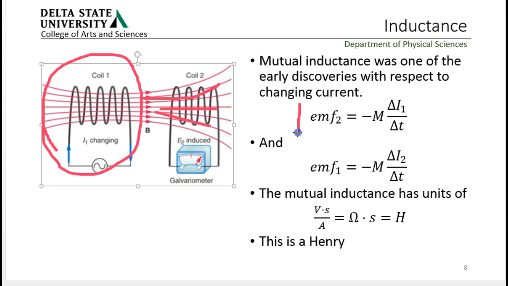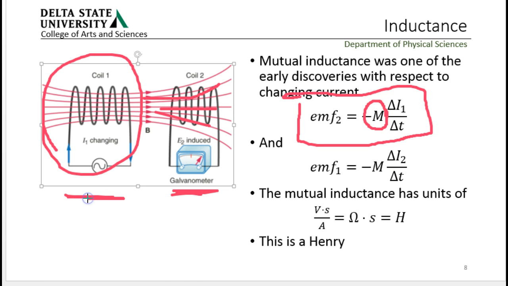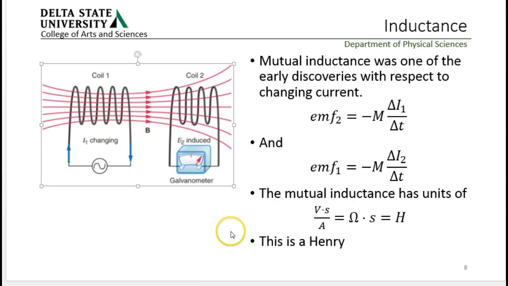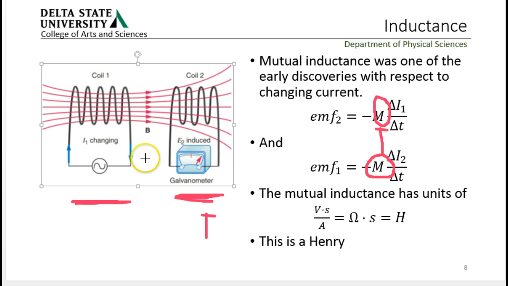Well, the relationship they discovered was that EMF is minus a constant, which they called mutual inductance, times delta I1 over delta T. So the EMF over here depends on the current over here. What was really cool was when they ran it backwards. They put the voltage over here, got a current I2 over here, and found that it induced a voltage here and that the same constant was there. So that constant apparently depended on the mutual geometry of the two coils.